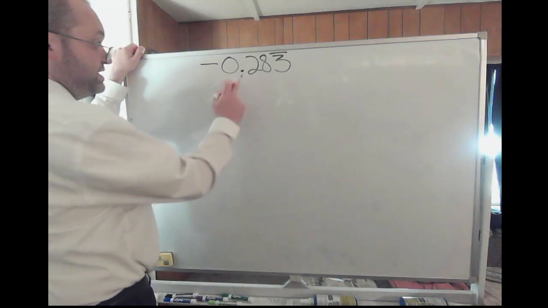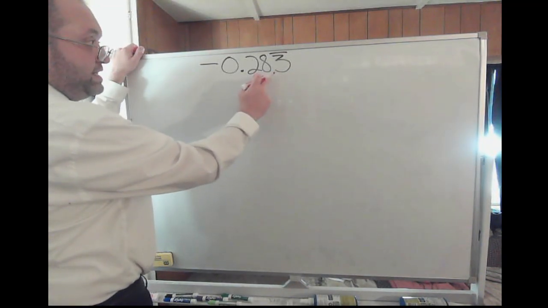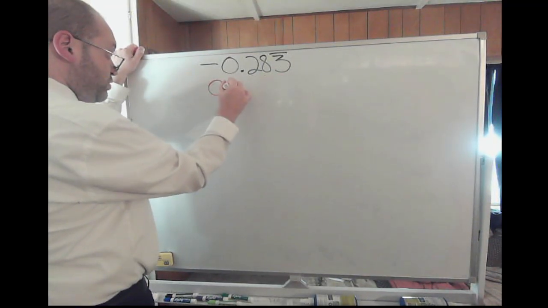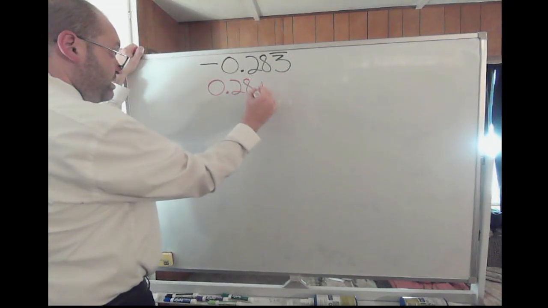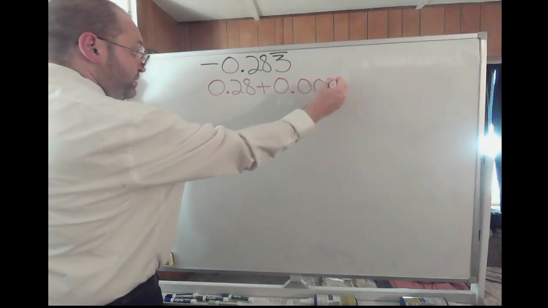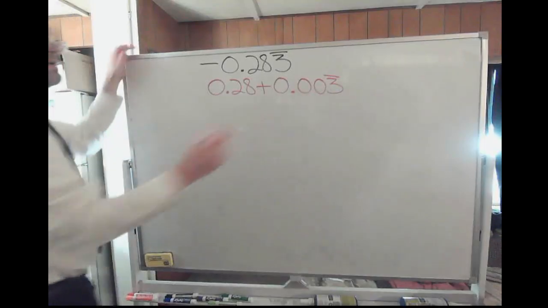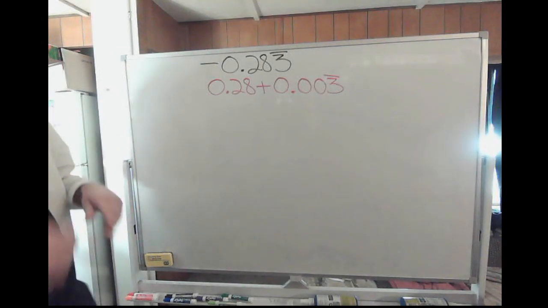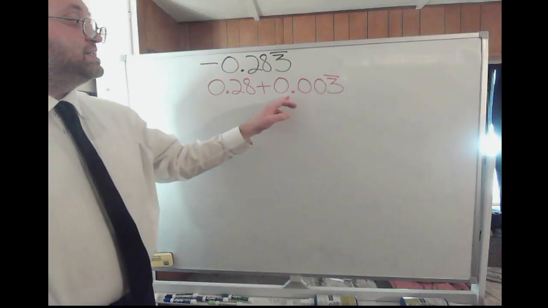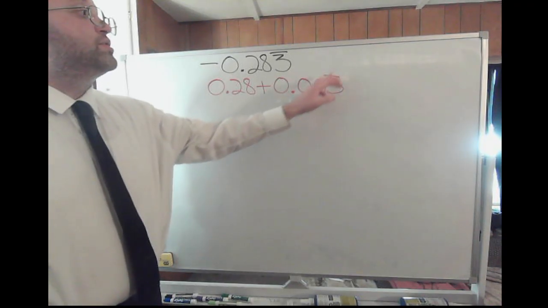Isn't it true that 0.28 with the 3 repeating is the same as 0.28 plus 0.003 repeating? Isn't that the same thing? You would end up having 0.28 plus 0.003 repeating.